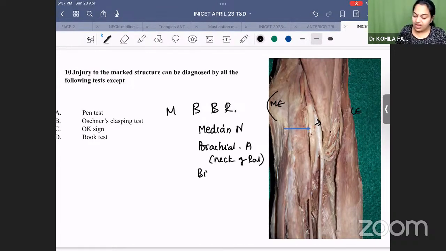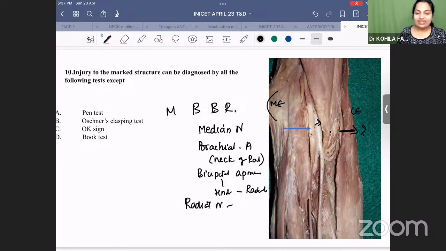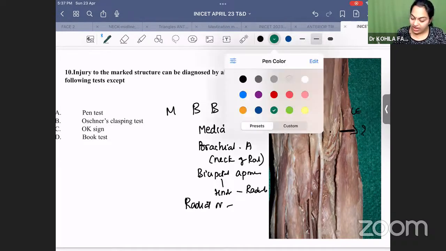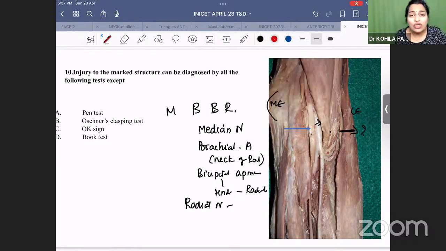And next to it, what do you see? The bicipital aponeurosis. Do you know where the biceps tendon inserts? The tendon goes for insertion into the radial tuberosity. And this structure also can be pointed out frequently, right? On the other end of the cubital fossa. What is that? That's the radial nerve. Now Sai is going to tell me what happens if there's injury to the radial nerve. Wrist drop. Very good, right?